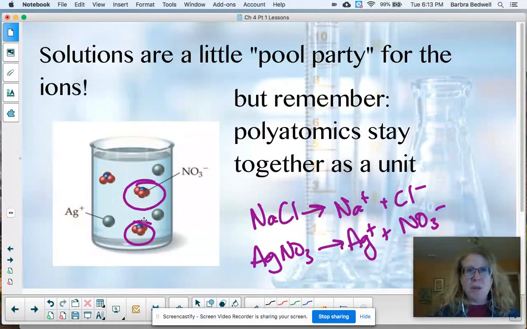That's what makes them a polyatomic ion. They're not individual ions. It doesn't separate out into nitrogens and oxygens. It stays as a polyatomic group. So that's a really important thing to keep in mind. And so when we splash these things together, they're separated and, like I said, swimming around, sort of a pool party.